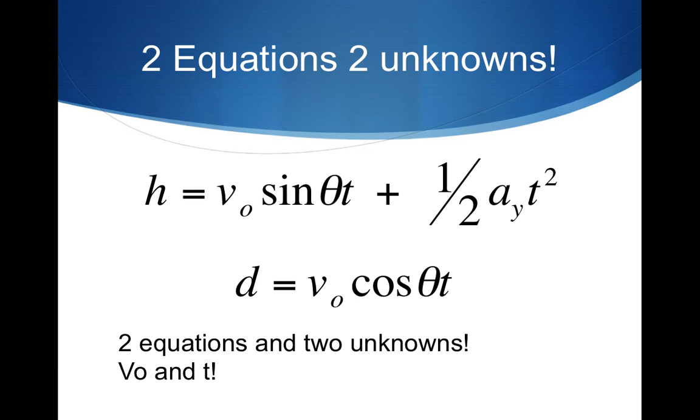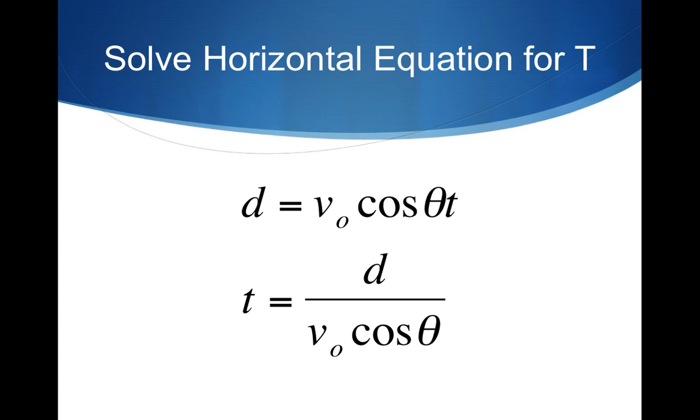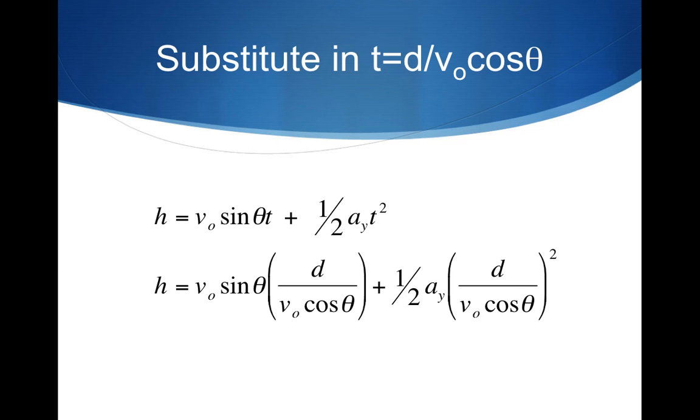We've got to solve for t in the bottom equation and then plug it into the top equation. So when we solve the horizontal equation for t, we get t equals d over v0 cosine theta. Now let's plug everywhere we see t in the top equation, let's plug in that value. So here's our equation from before, h equals v0 sine theta t plus 1/2 a_y t squared. Every place we got a t, we put in d over v0 cos theta. This looks really disgusting, but I promise, hang with me, it will get better.